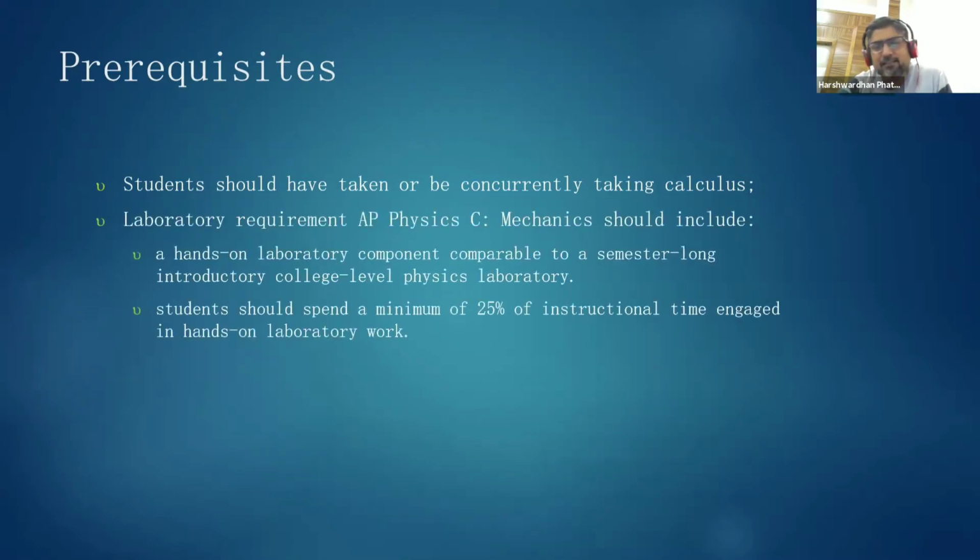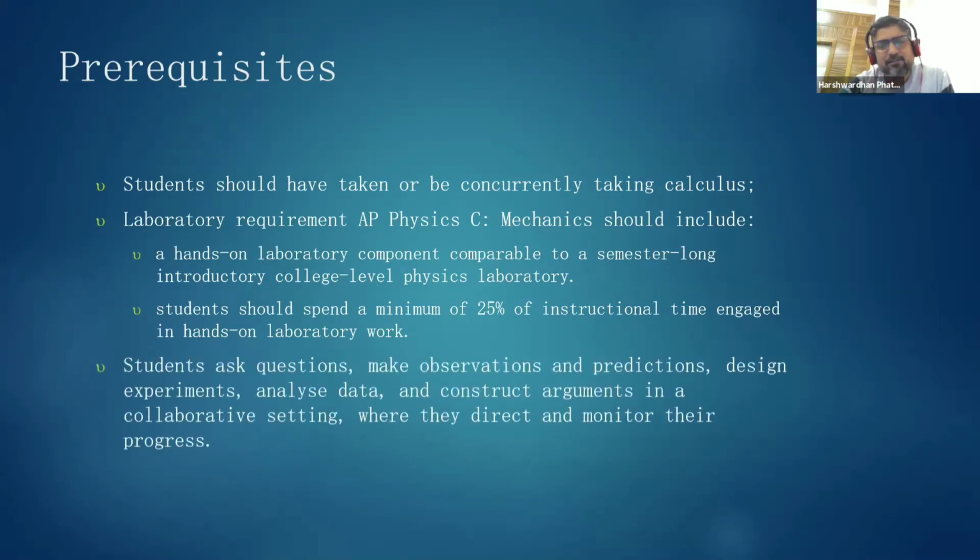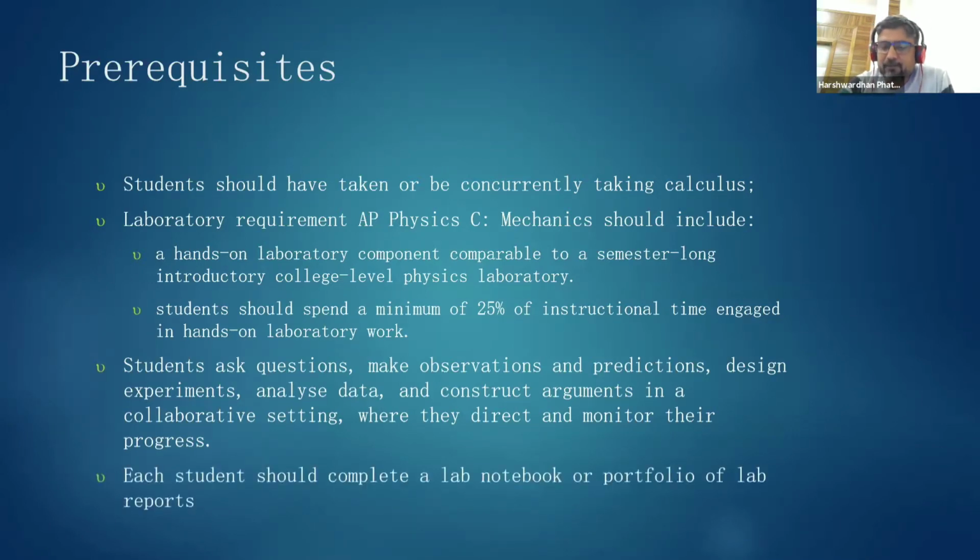The lab requirements: students would explore a hands-on lab component comparable to a semester-long introductory college-level physics lab course, which they obviously do if they opt for physics at their schools. They should spend a minimum of 25% of the instructional time on the lab work, which obviously the school ensures. Students can ask questions, make observations and predictions, design experiments, analyze data, and construct arguments in a collaborative setting. They direct and monitor their progress. Again, all of this is related to their lab work.